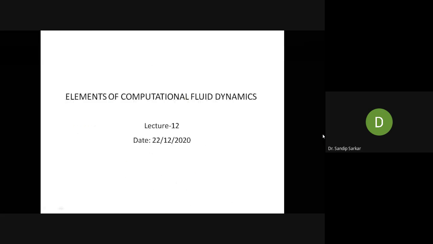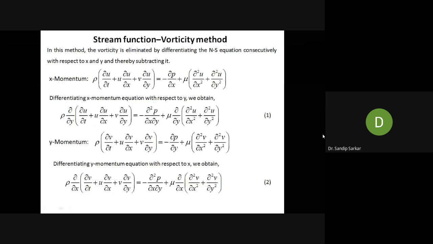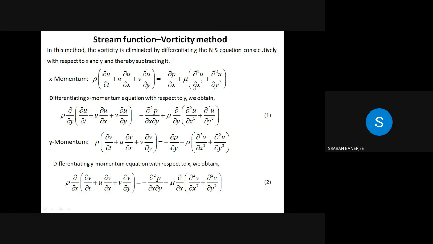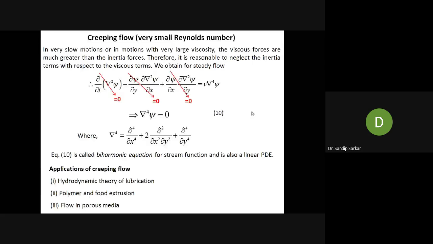Suppose this is the Navier-Stokes equation, right? What are the inertia terms here? It is u del u by del x plus v del u by del y. Yes, these are the inertia terms. These are the transient terms. These are the diffusion terms. No, no, I think you should understand the Navier-Stokes equation clearly. Let me explain it.